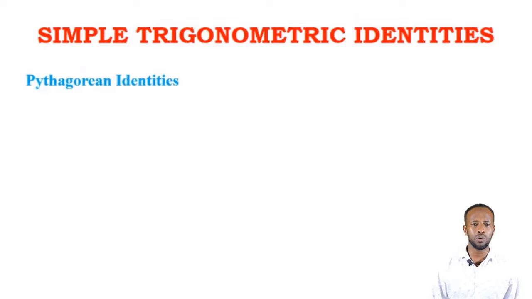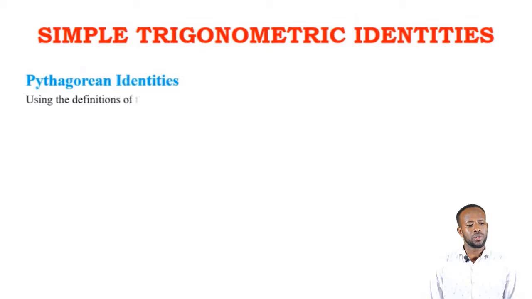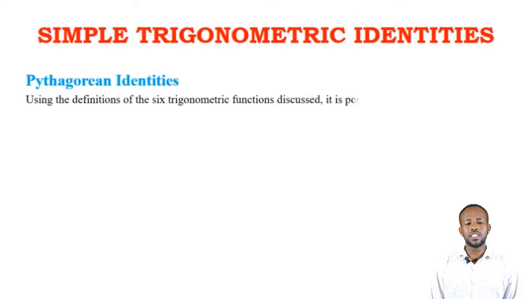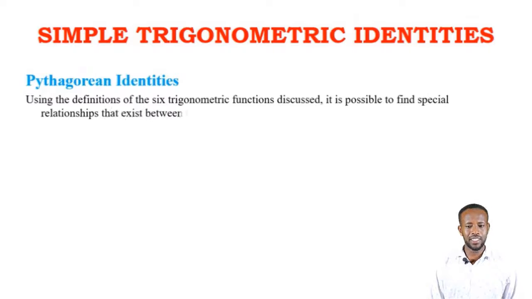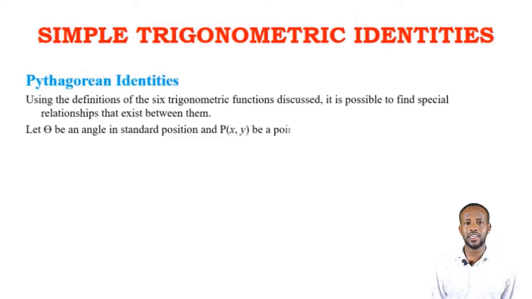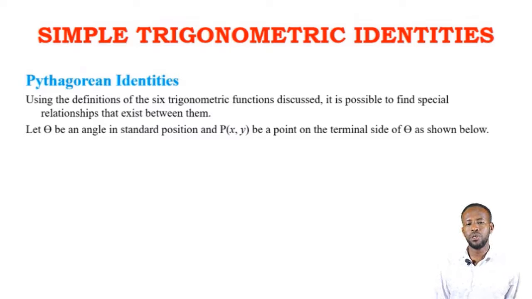We will call them simple trigonometric identities. So now, using the definitions of the six trigonometric functions discussed, it is possible to find special relationships that exist between them, the relationships between the six trigonometric functions that we have learned. Now, to find the relationship using the Pythagoras theorem, let theta be an angle in standard position and the point B(x, y) be a point on the terminal side of theta.